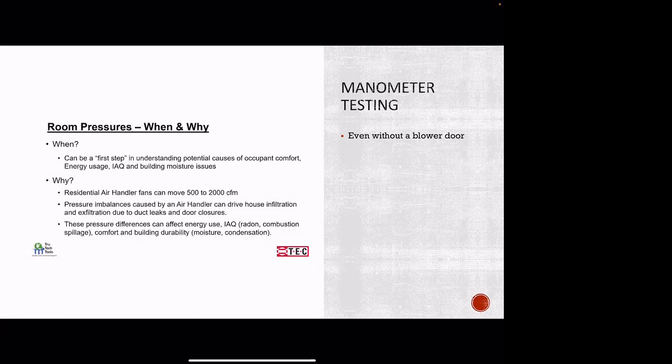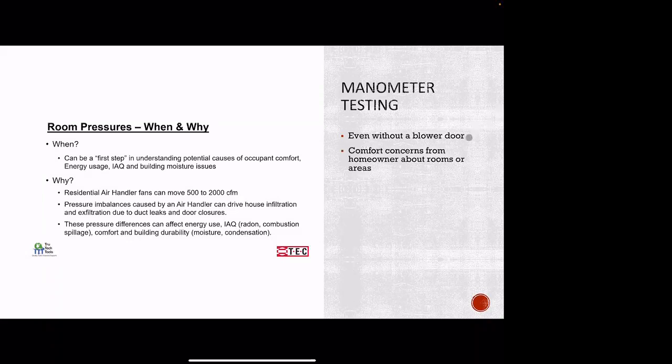Now, why? Well, residential fans in our HVAC systems are going to average between 500 to 2000 CFM. There are going to be pressure imbalances caused by that blower running in our HVAC system, which can drive infiltration and exfiltration due to duct leaks, closed doors, multiple things within a home. Also, these pressure differences can affect energy use, again indoor air quality, radon, combustion spillage, which we talked about earlier with that CAS testing, comfort, building durability, and moisture condensation.